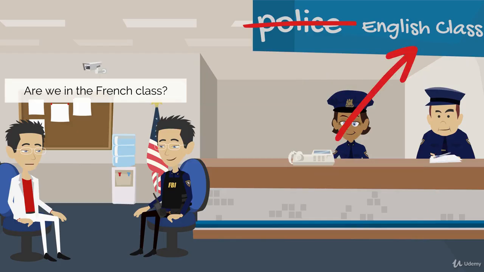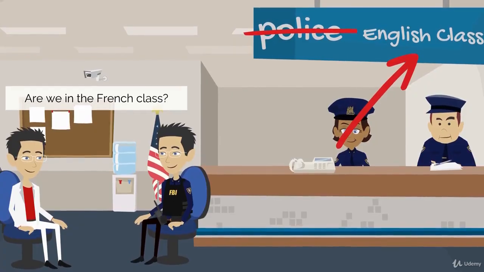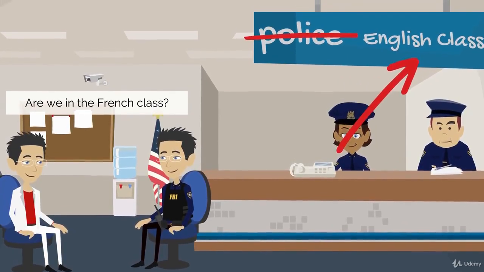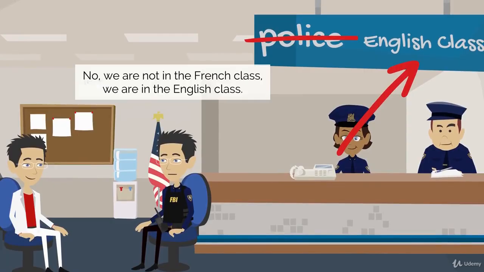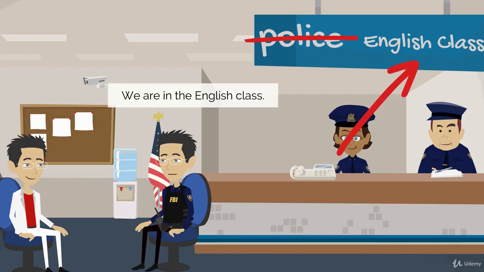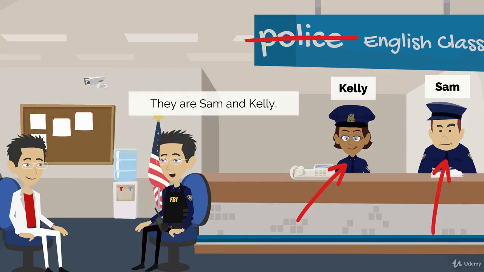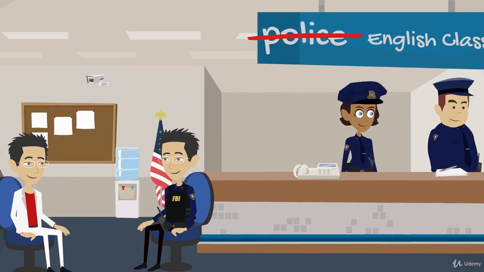Are we in the French class? No, we are not in the French class. We are in the English class. Where are we? We are in the English class. Who are they? They are Sam and Callie.